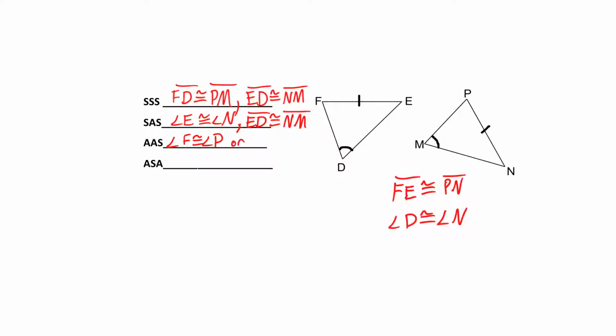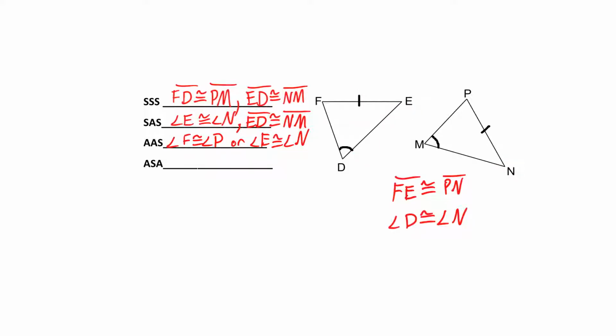So what I'm going to do is put "or." If I said angle E is congruent to angle N, does that right there make angle side also? Yeah, it does. So same thing, you've got angle side. So it could go either way on that one.